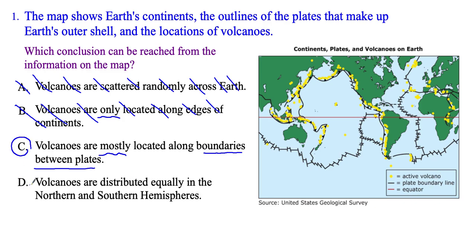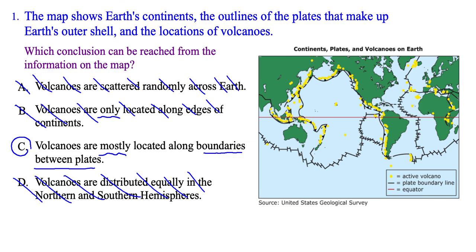Let's go to D just to be sure. Volcanoes are distributed equally in the northern and southern hemispheres. Let's see. The red line's the equator. Here's the northern hemisphere. Here's the southern hemisphere. Do we appear to have the same amount of volcanoes in the northern hemisphere as the southern? I'd say no. So I would eliminate D for sure, because there's more in the north. There's more yellow dots than in the south. So just to be sure, I eliminated D as well.